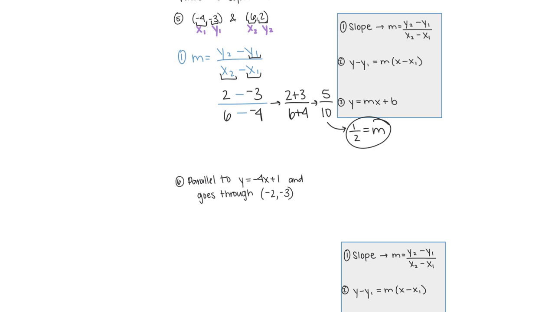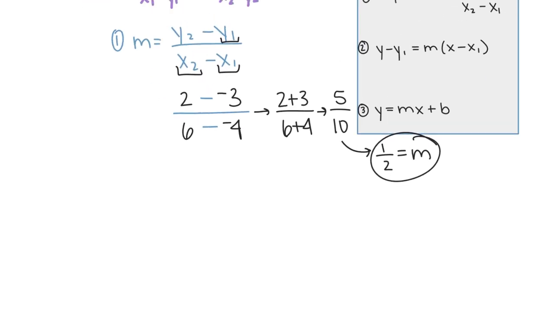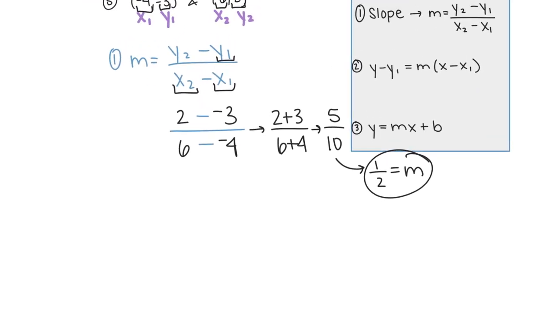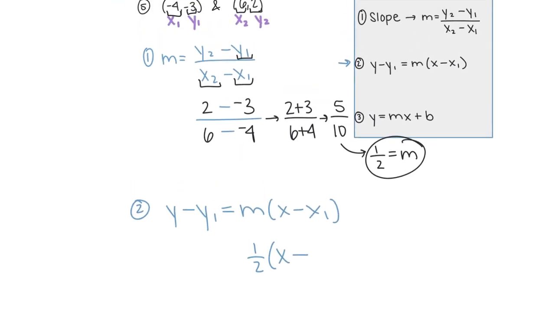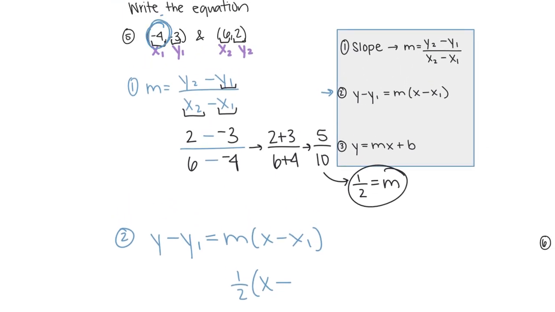Let me make some more room for myself here. Okay, step 2 is plug into your slope point formula. All of your pieces should already be labeled here. So I know for my slope, I'm going to plug in 1/2. I don't plug anything in for the x, but x1, I'm going to plug in up here this -4. Okay, and then y minus y1 we said is -3.